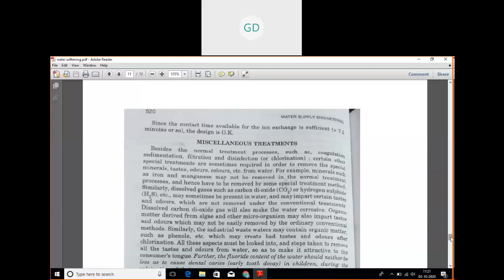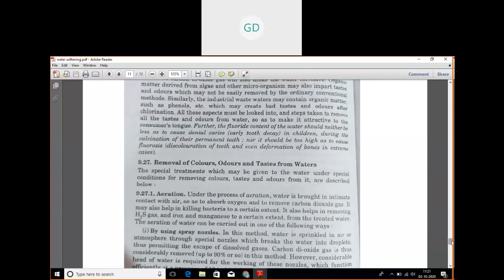Those minerals or dissolved gases impart a bad taste, some odor or color to the water. For that reason, some special treatments are also given to the water. One treatment to remove the color, odor, and taste is aeration. Remember the name aeration. From the name itself you can tell it is related to air, to oxygen.